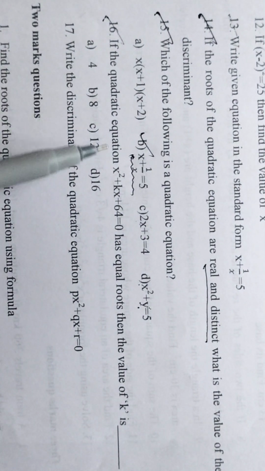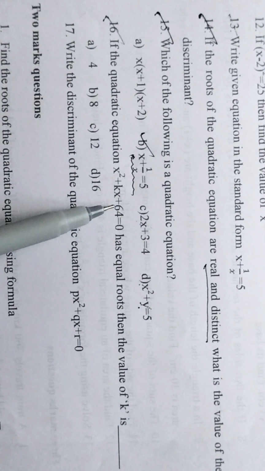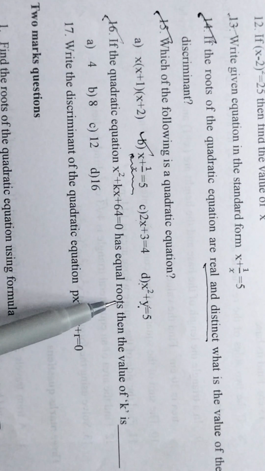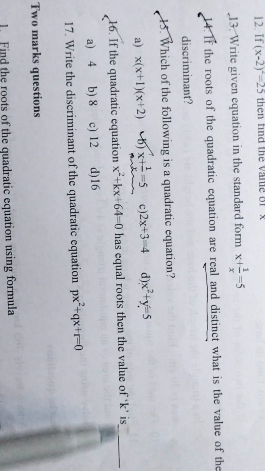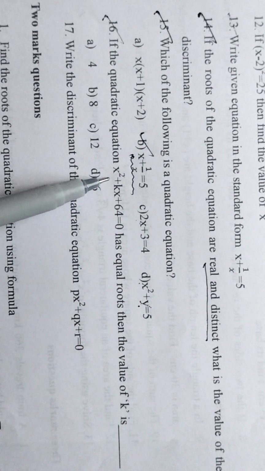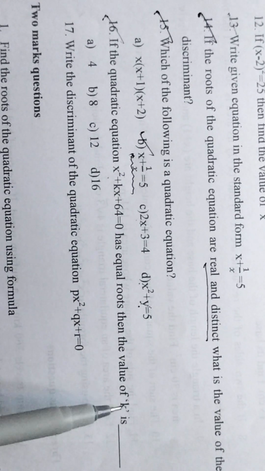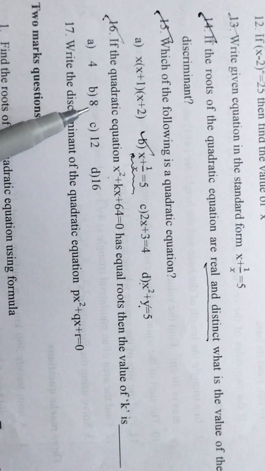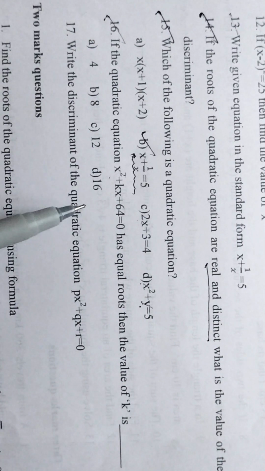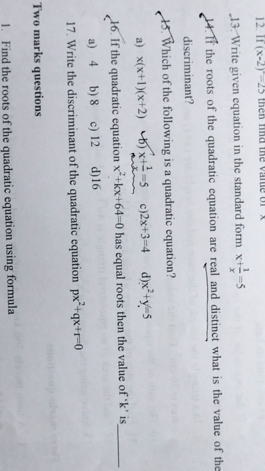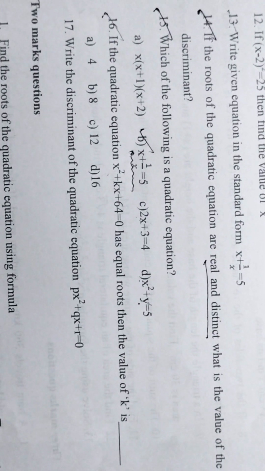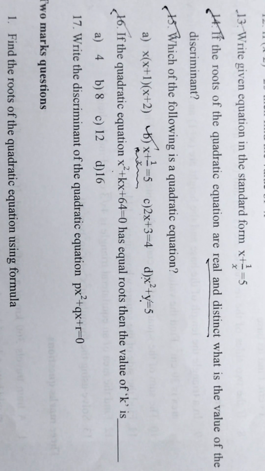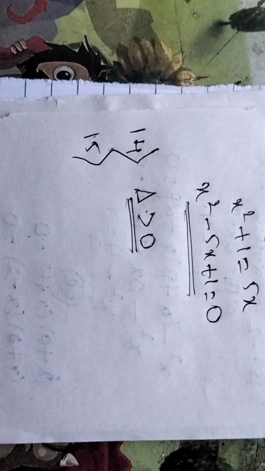In a quadratic equation, x square plus kx plus 64 is equal to 0 has equal roots, then the value of k is. So for the given equation with equal roots, what is the value of k? The options are 4, 8, 12, 16. Let us first solve and see what the answer will be. It says equal roots, so delta is equal to 0. First, let us write the given equation.